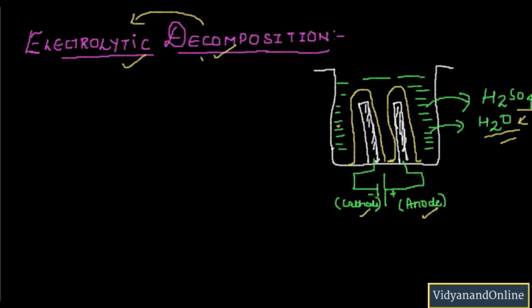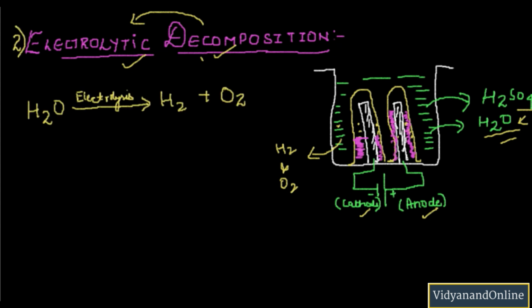Now what happens is, when the electricity is passed, you can see that a small amount of bubbles are getting collected inside these test tubes. So it means that water is breaking down into gases, and these gases are hydrogen gas and oxygen gas. Let us see the equations for the same. So now this is the reaction for electrolysis of water. Water breaks down into hydrogen gas and oxygen gas.